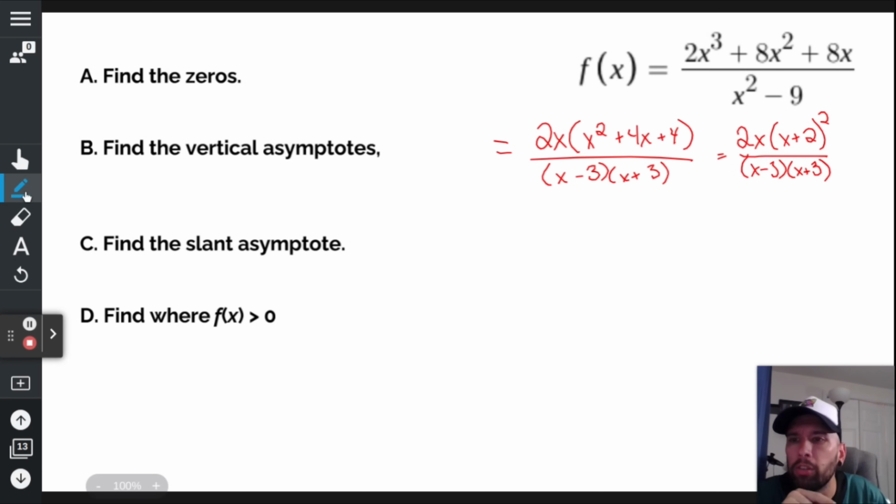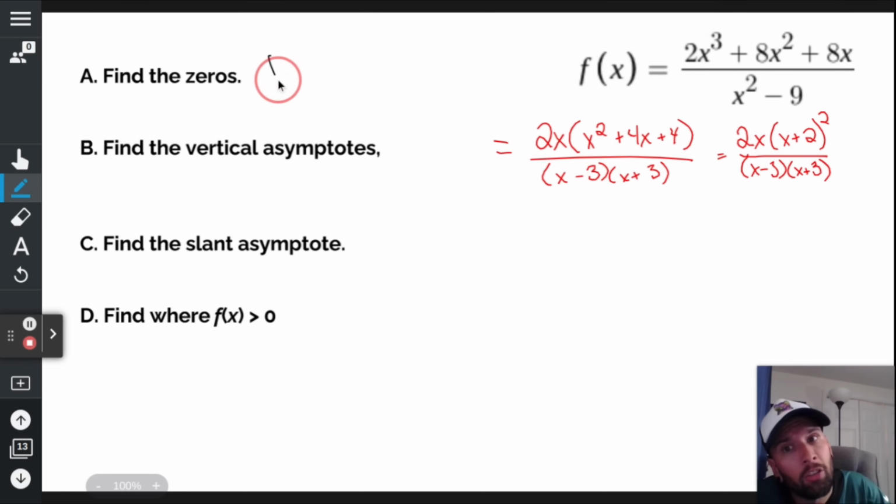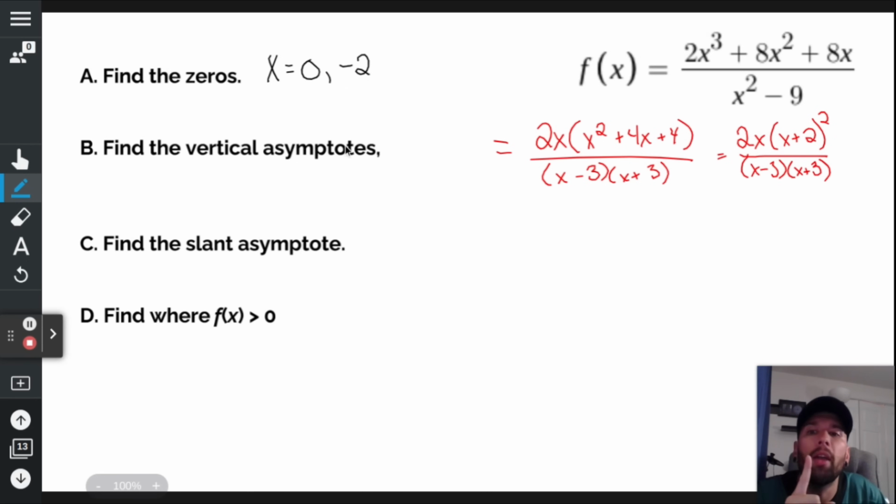Find the zeros. Well, the zeros exist whenever the numerator is set equal to 0. So what happens when 2x is equal to 0? Divide by 2, you get 0. x plus 2 is equal to 0. Subtract 2, you get negative 2. Find the vertical asymptotes. That exists whenever the bottom is set equal to 0. So the vertical asymptotes are x equals 3 and x equals negative 3, because they're the opposite of that. Find the slant asymptote.